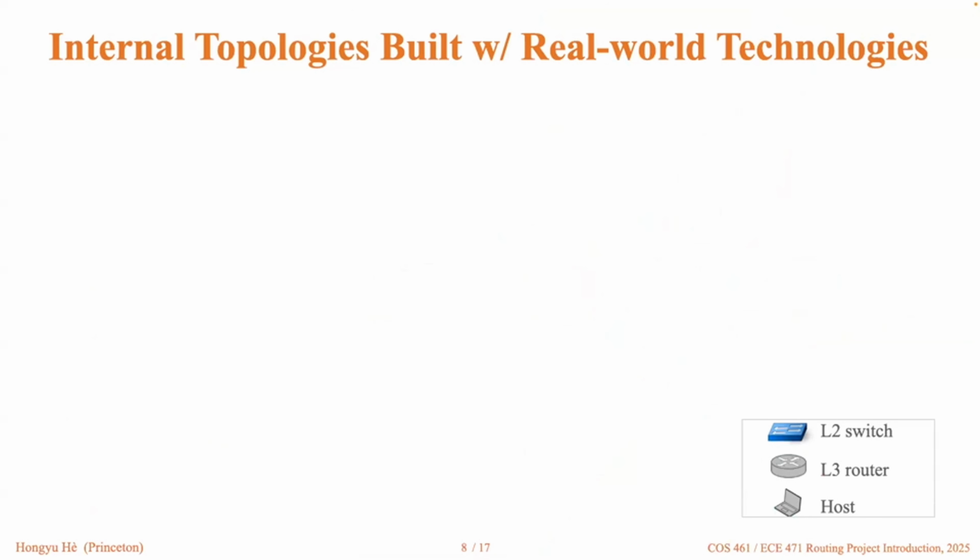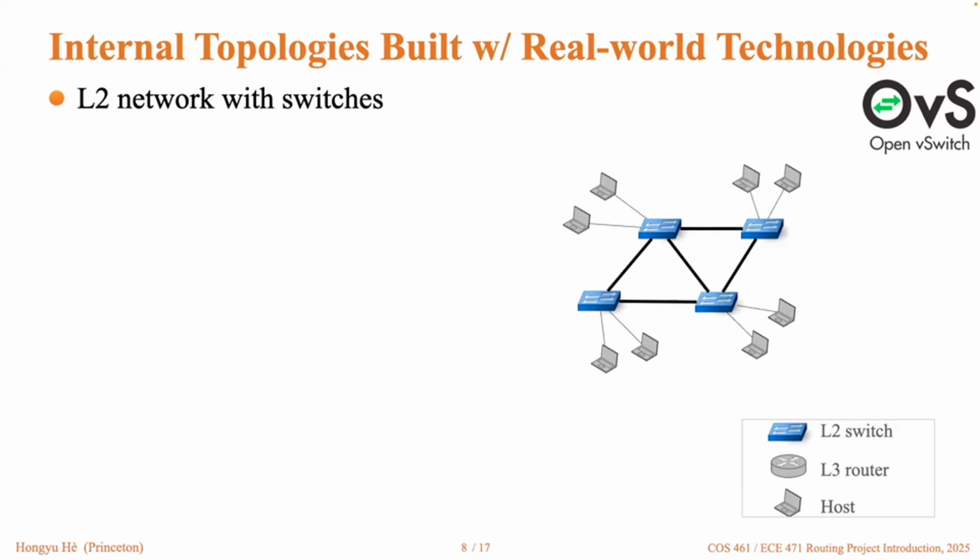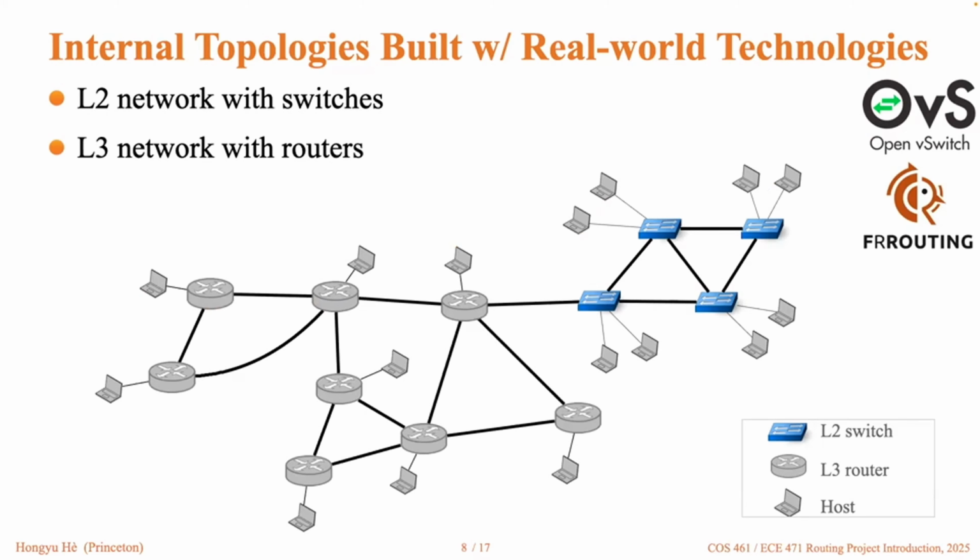The internal topologies within each AS are also built with real-world technologies. Each AS has an L2 network with switches and hosts. We're using Open vSwitch. And the L3 network is built with FRR routing with routers and hosts. So each network device, either an L2 switch or an L3 router, has hosts connected to it. And the command line interface we're using is very similar to Cisco devices if you've used both. You should have no trouble transferring what you've learned in this course to actual practice to interact with real devices.